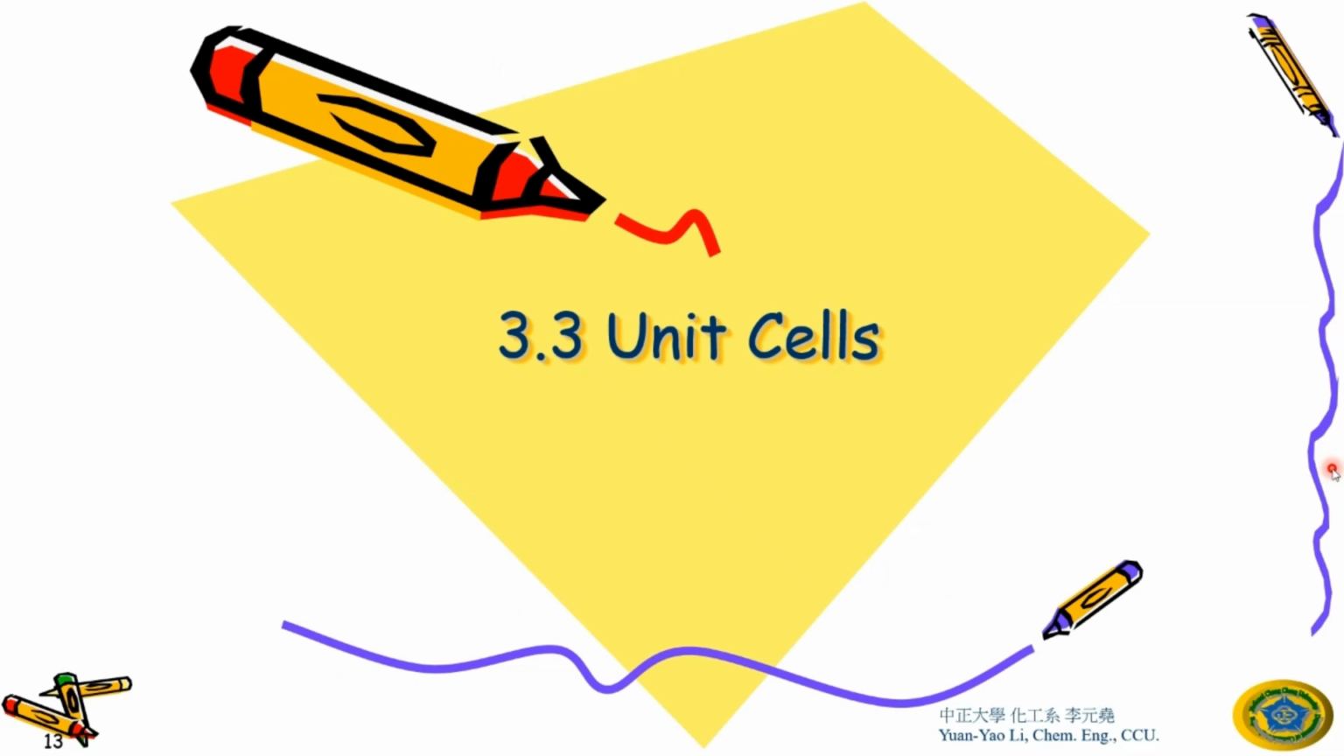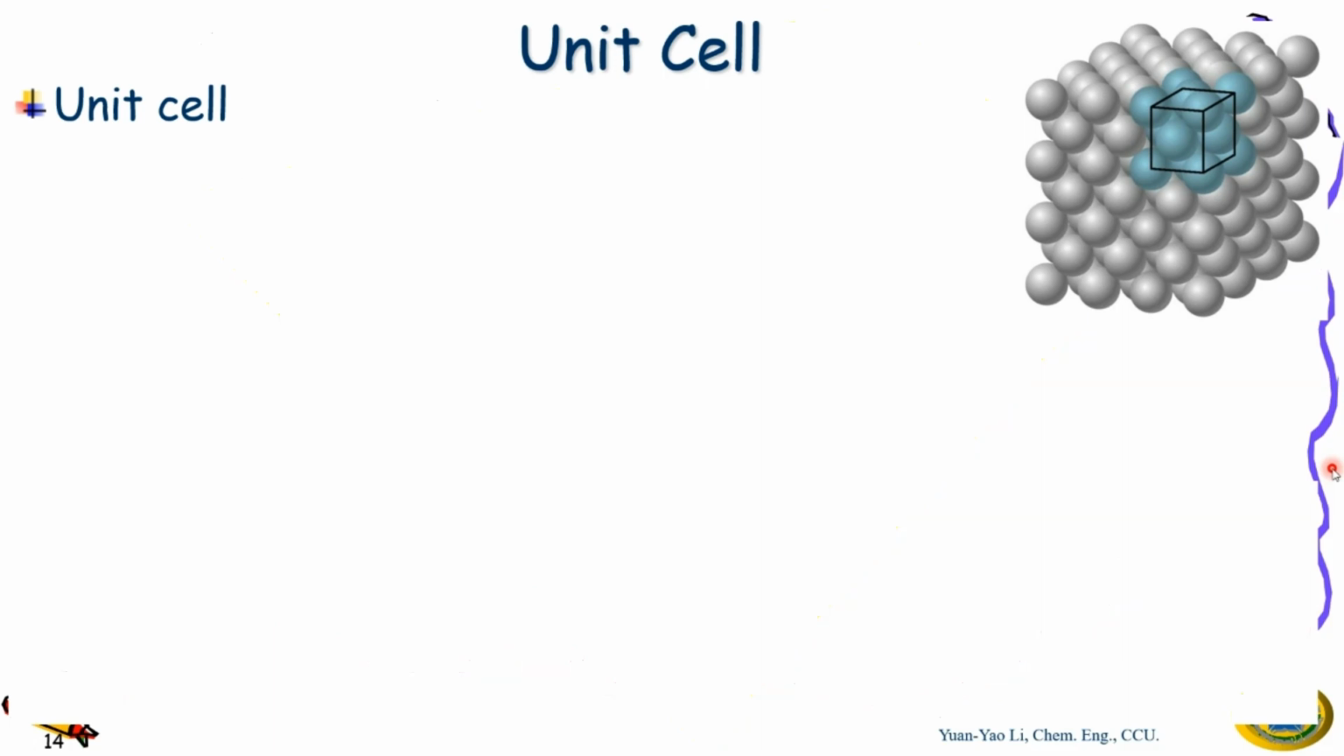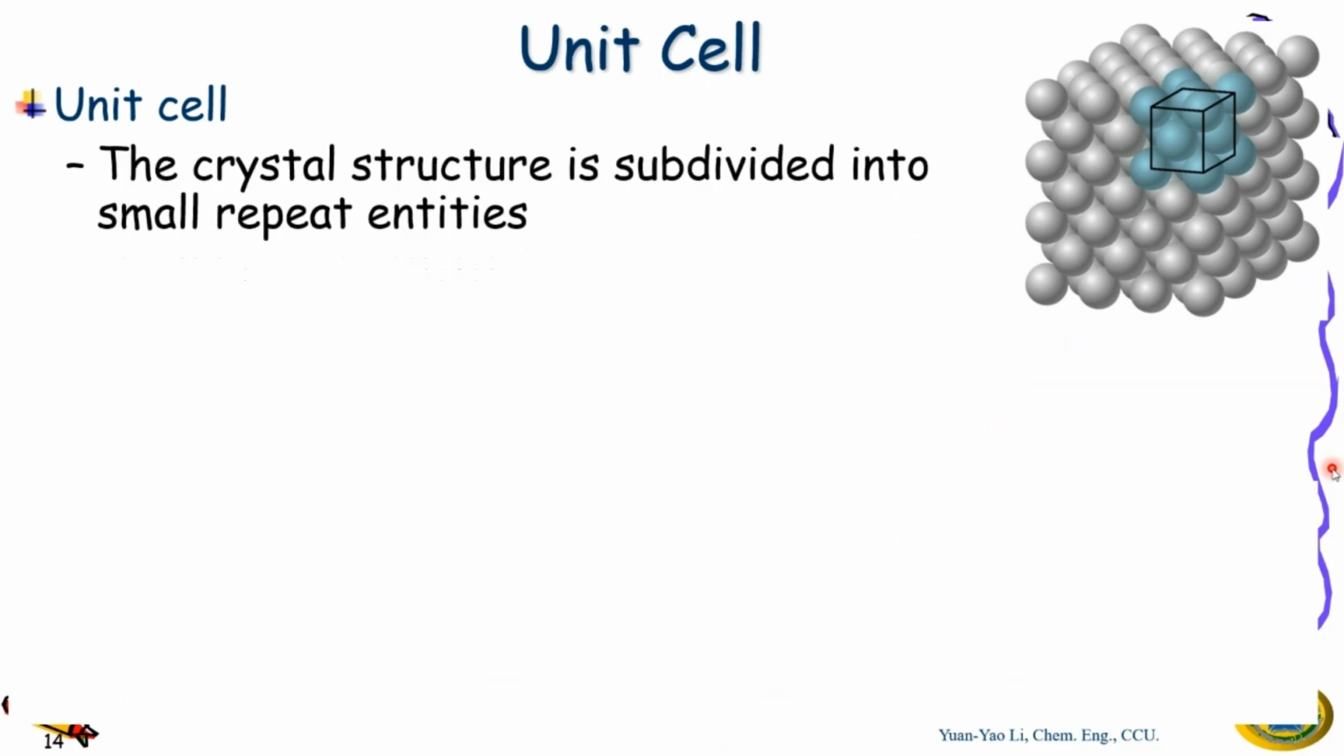Right. Next topic is unit cell. So what is a unit cell? The crystal structure is subdivided into small repeat entities. So this is the unit cell, the smallest unit. You cannot reduce it more because this is the smallest repeat unit. You can repeat it in 3 dimensions.